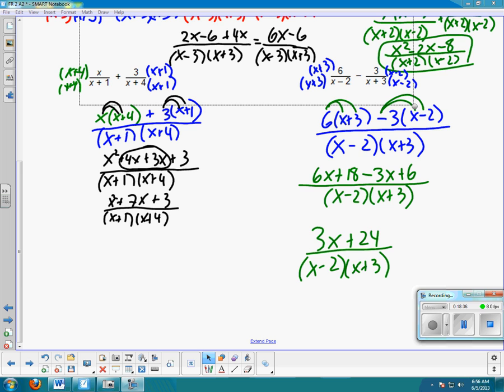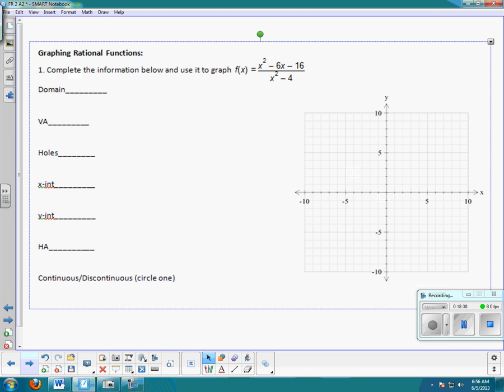All right, last problem. All right, the very end of our graphing rational functions unit had all of those things that we talked about: domain, vertical asymptotes, holes, x-intercepts, y-intercepts, and horizontal asymptotes. But before we were able to find any of those, we had to take whatever our function was and factor it completely.